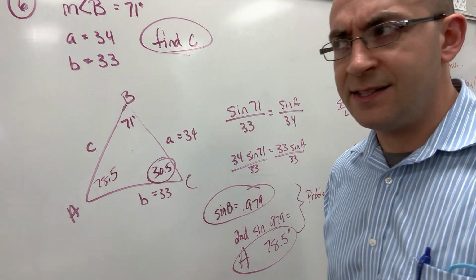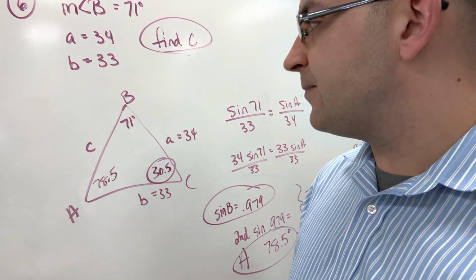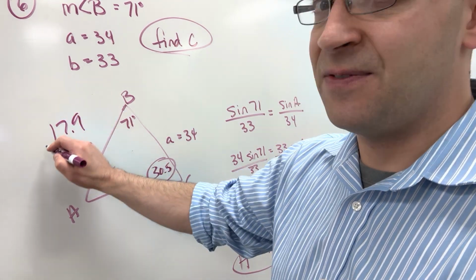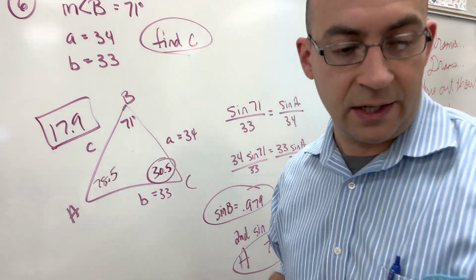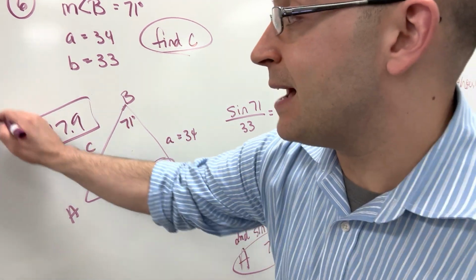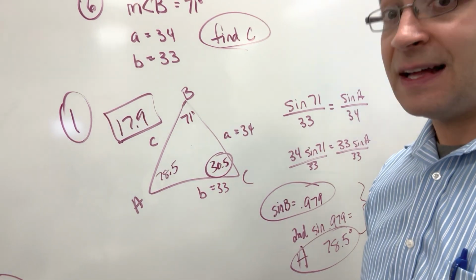Your answer key says 18.5, but I got about 17.9, which is fine because I didn't round the same way that they rounded. So we're in the vicinity, and that's fine. So that's one possible solution.